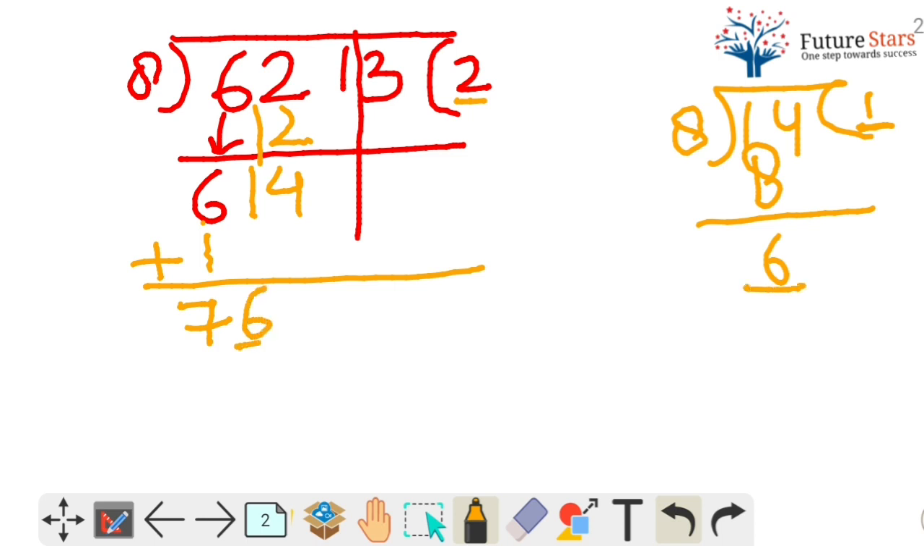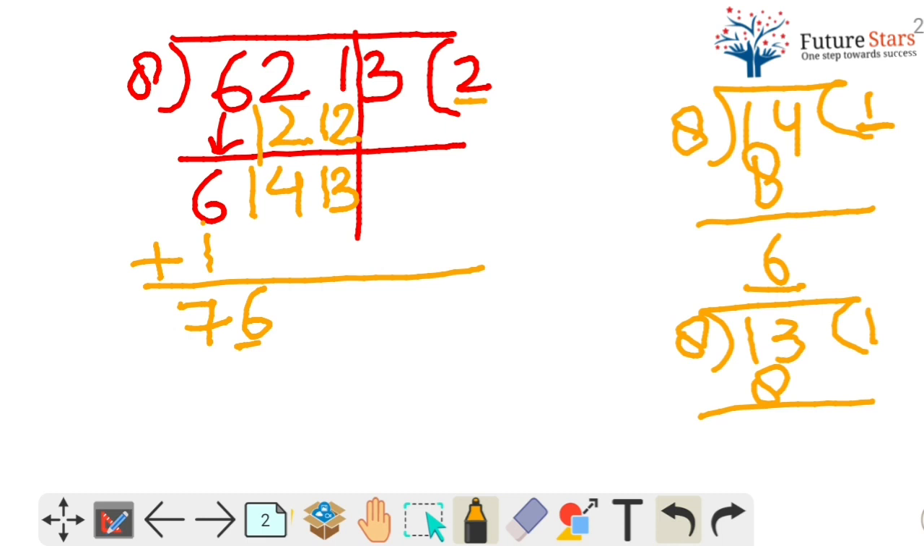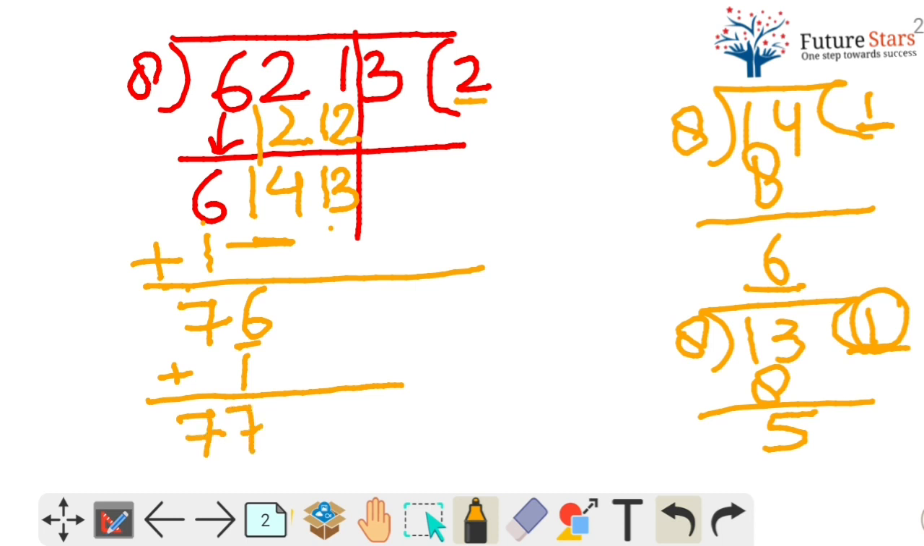Now 6 into 2 is 12. Again you will get 13. So for 13 you have to divide it further. This is the normal division we have to do. Now you will get 1 as quotient, and you add it below 6. You have to add whatever you get in the quotient part to the previous number, like here we added 1 in the previous number. So this will be 7, 7, and the remainder we will get is 5.